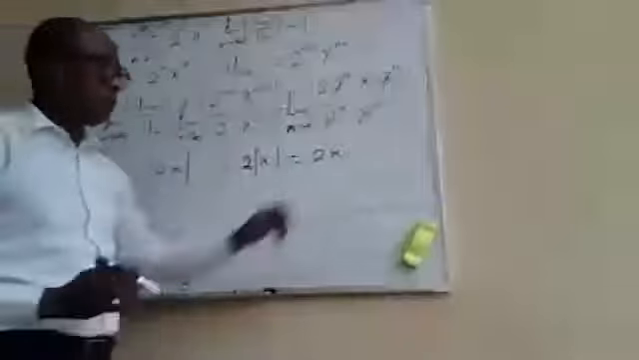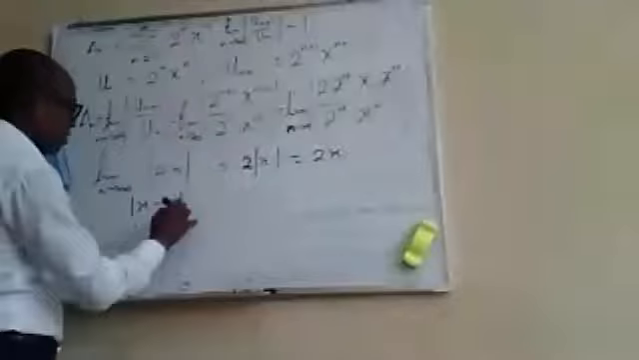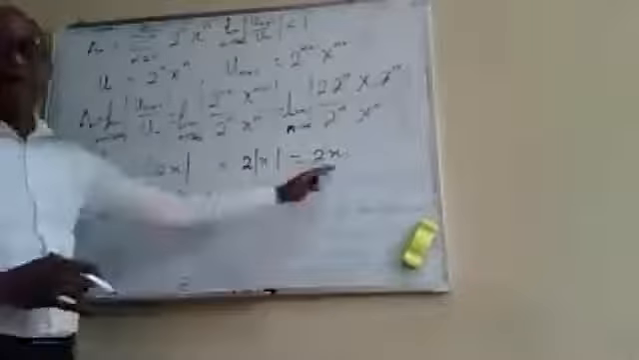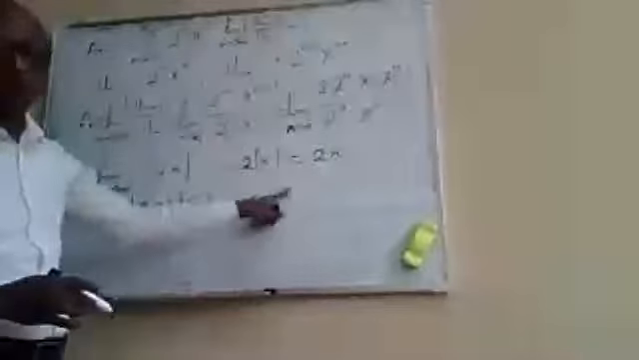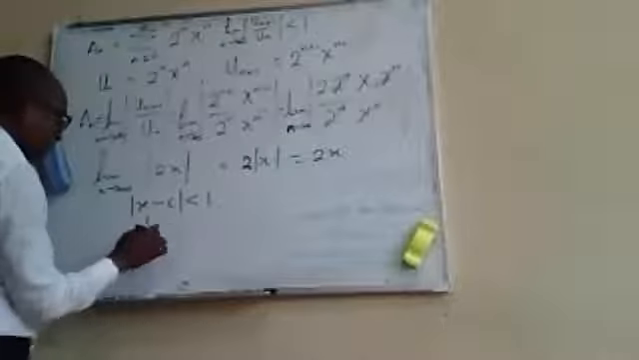Now to test whether the series converges or not, this absolute of x minus c must be less than 1. So if absolute of x minus c is less than 1, that means the series converges. And this is what we have from what we are solving: 2 then absolute of x. So by the time you compare what we have here with what is here, I can rewrite this as 2 absolute of x minus 0 less than 1.